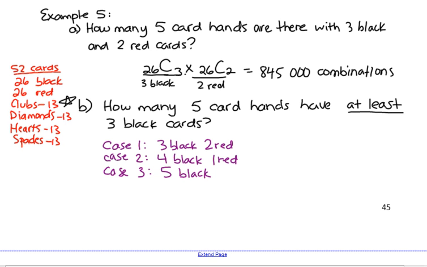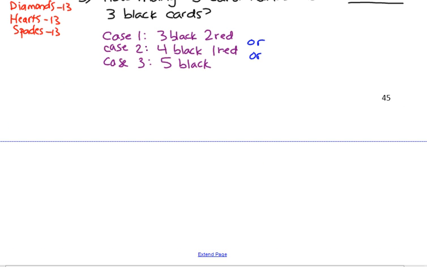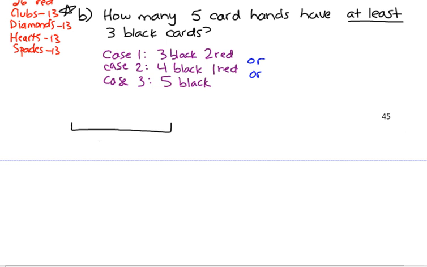So we need to find each one of these combinations and then add them together, because it's going to be case 1, or it's going to be case 2, or it's going to be case 3. No, because we're making how many 5-card hands? So case 1, 3 black. We actually did that one before. There's 26 black, choose 3, times 26 red, choose 2.